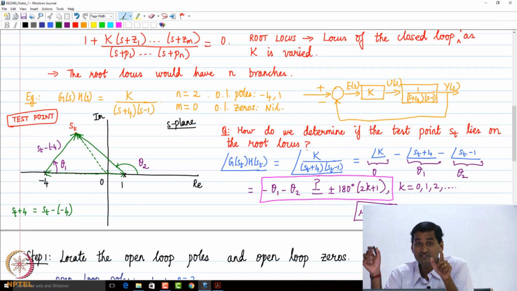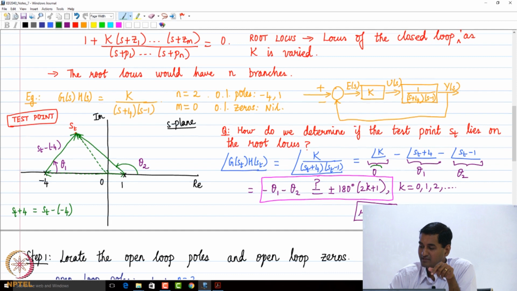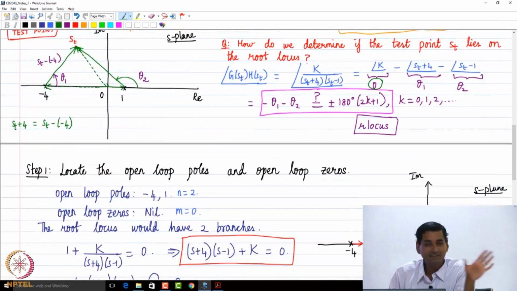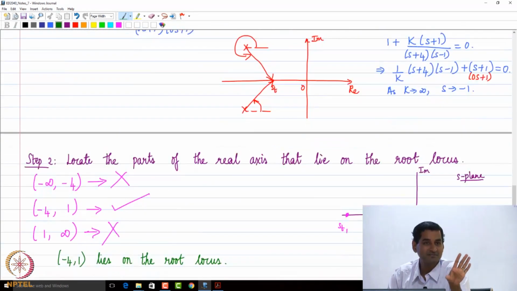But please note at this juncture that the steps will be different if k were negative. Why? Because here we took the phase contribution of k to be 0, right? If k were negative, what will be the phase contribution? It will be 180 degrees, right? So things will change a little bit, okay? Anyway, we'll come there later on, okay? Yes, please. If there was a 0 in between or somewhere, we would use the same condition. Same condition, no change, okay? That's why these are general steps, okay?